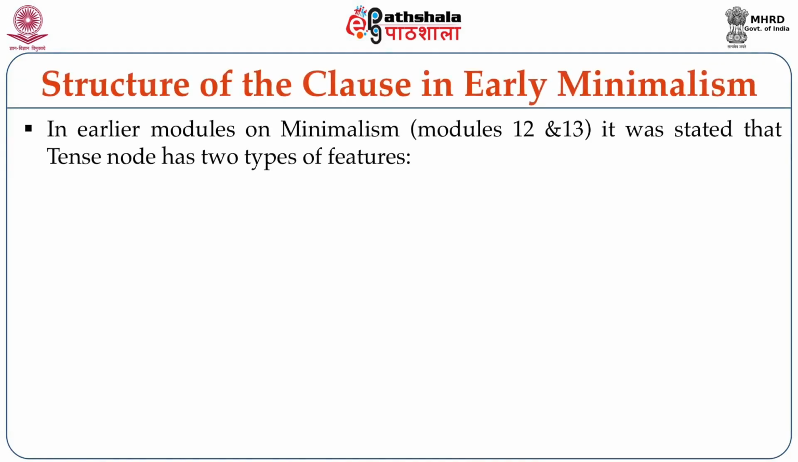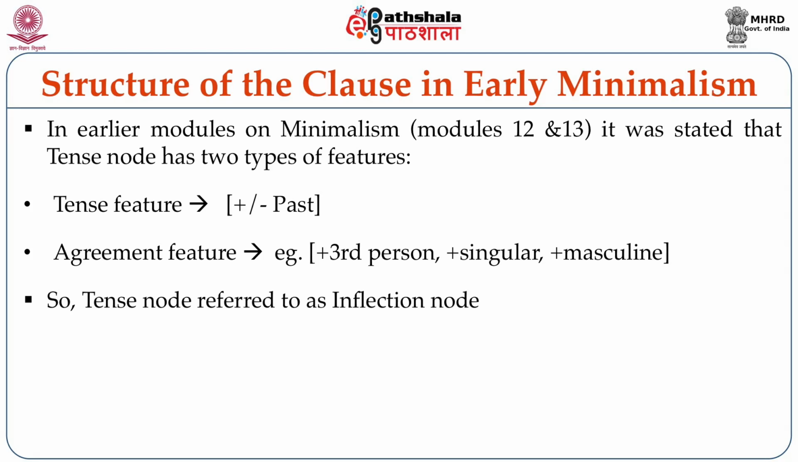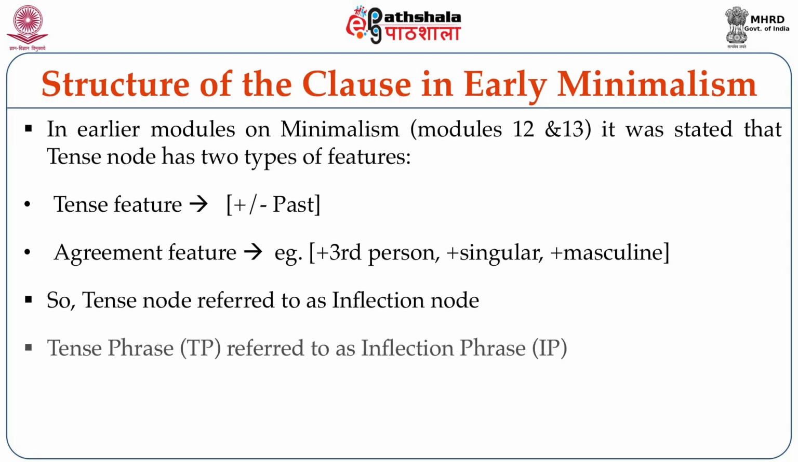In earlier models of minimalism, precisely modules 12 and 13, it was stated that the tense node has two types of features. First, tense features, which could be plus or minus past. Second, agreement features, which could be first person, second person, third person, singular or plural, masculine or feminine. So the tense node came to be referred to as the inflection node, and the tense phrase TP came to be referred to as the inflection phrase IP.